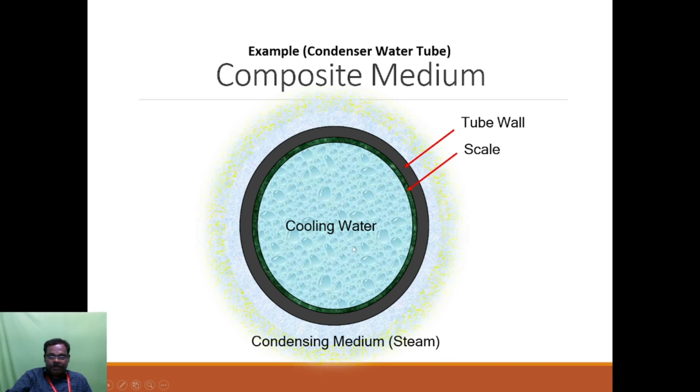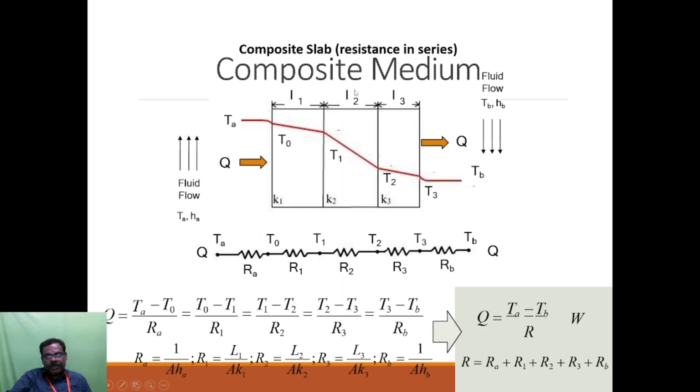This is another composite medium. It's a sphere. Inside this you have cooling water. You have a tube wall and scale. It's a condensing medium of steam. It's another example of a composite medium. So in the composite medium, you should know the governing equation. I already told you, it's the ambient temperature TA. The temperature of the first wall is T0, T1, T2, T3, and this temperature is TB.